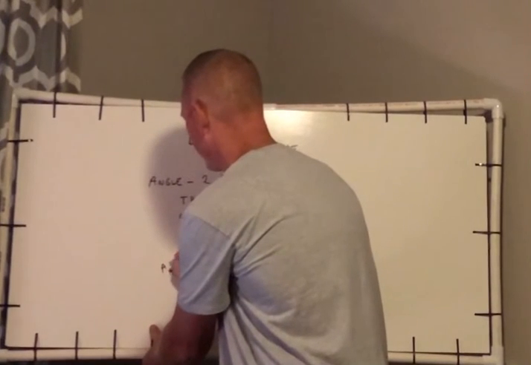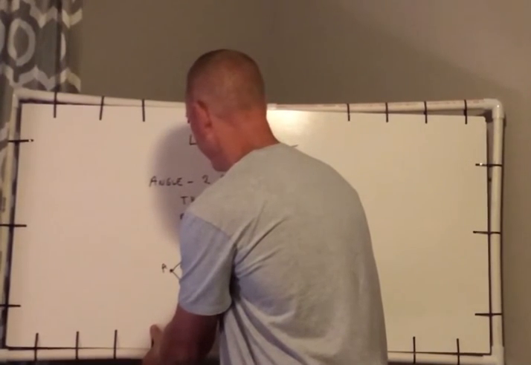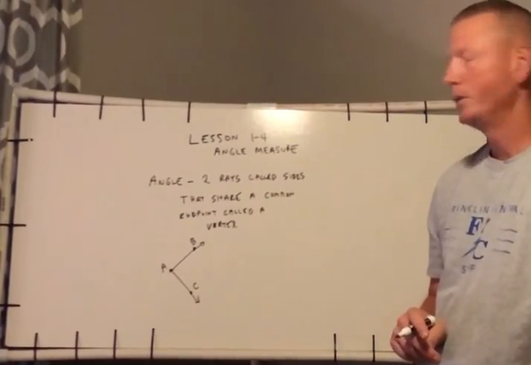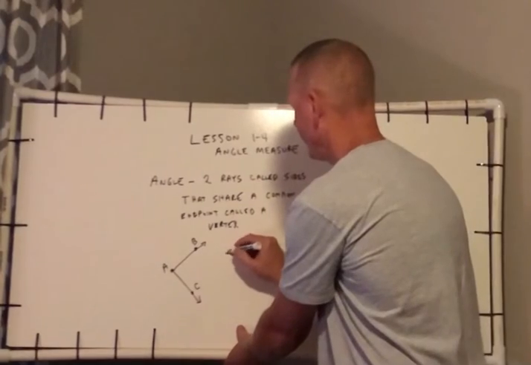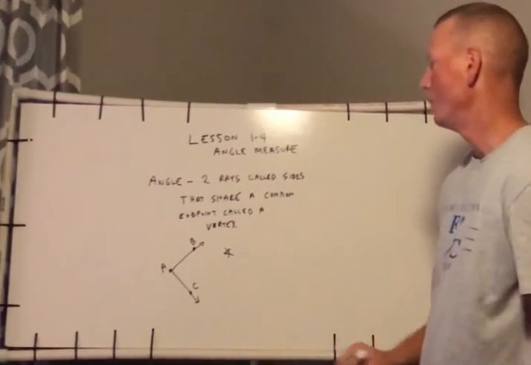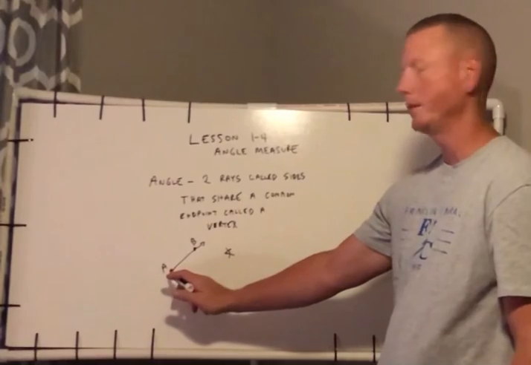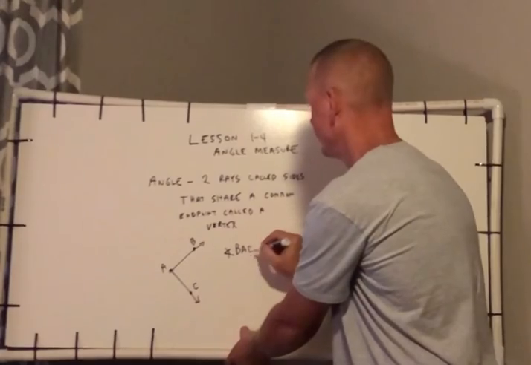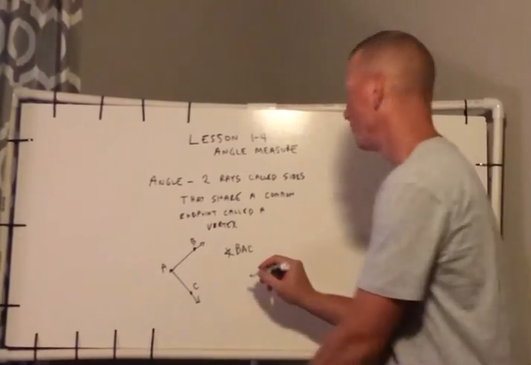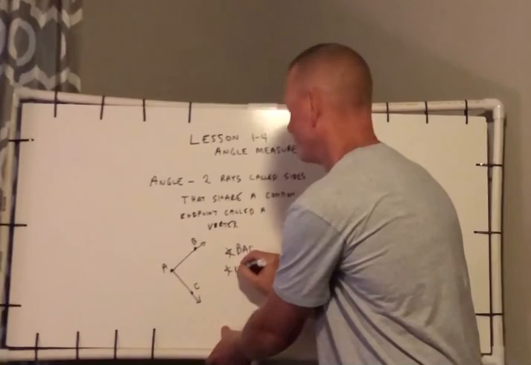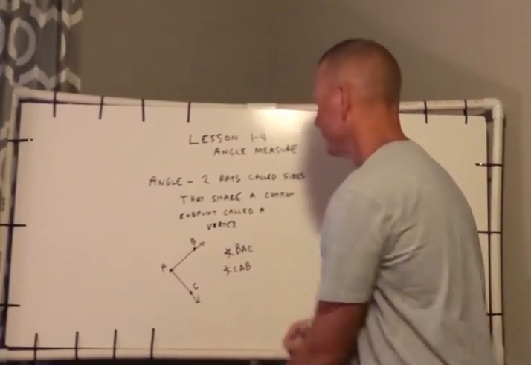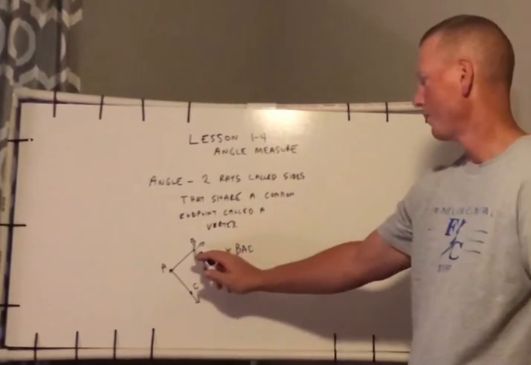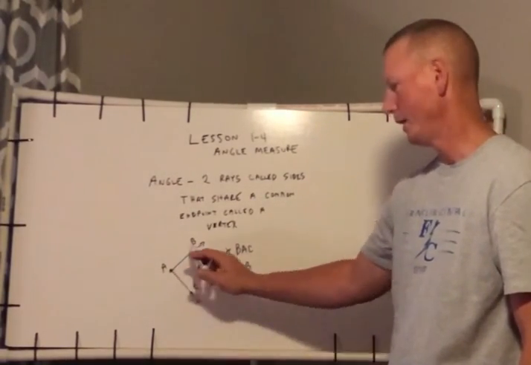One of the things that's important when we're talking about an angle is how we describe the angle, and we use this little symbol here for the angle. We always want the vertex to be the middle point when we're identifying. So we'd say this is angle BAC. We could also say it's angle CAB. But notice the vertex is always the middle point. So BAC, CAB.